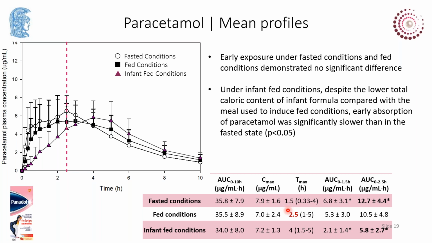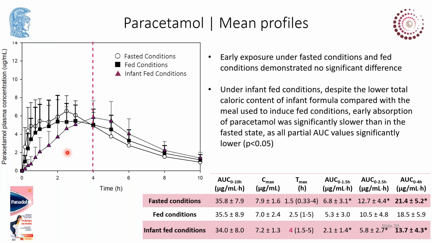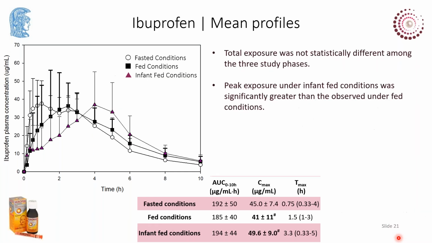Same observations we have when we calculate the partial AUC based on the Tmax observed under fed conditions, and similar results when the Tmax of infant fed formula conditions is used as a cutoff point for the calculation of AUC. So early absorption of paracetamol was significantly slower under infant fed conditions than in the fasted conditions. As for paracetamol, we also have similar results for ibuprofen.